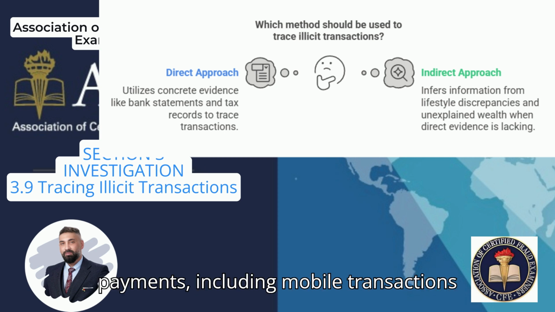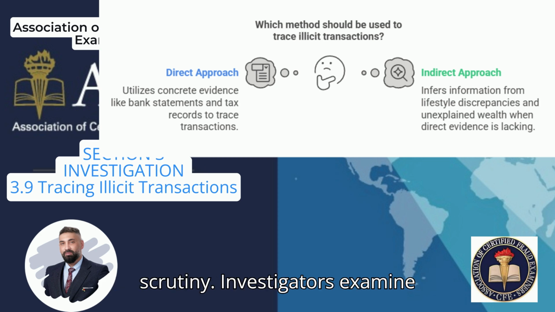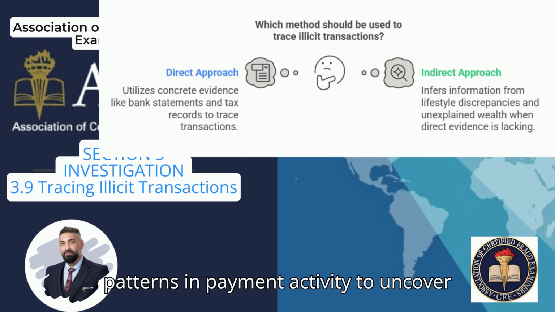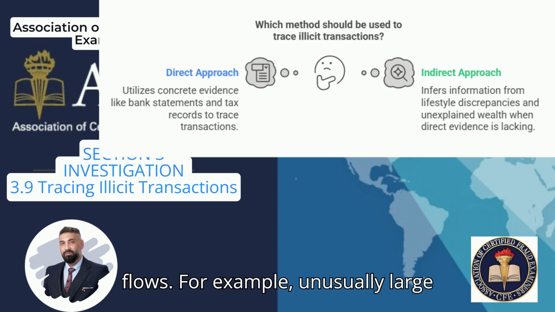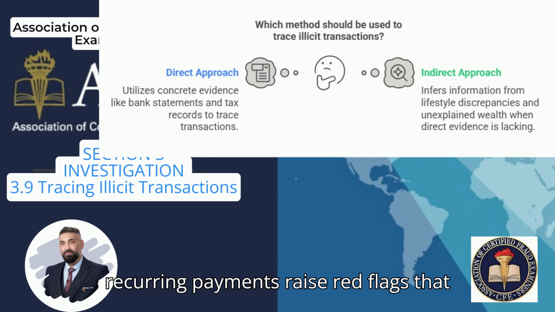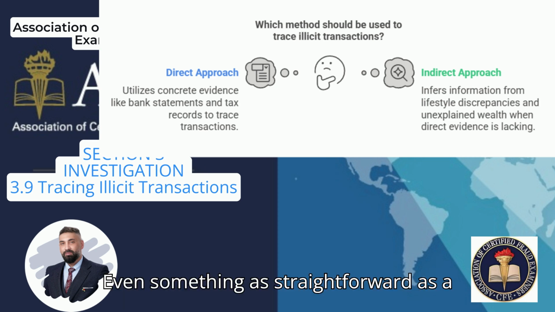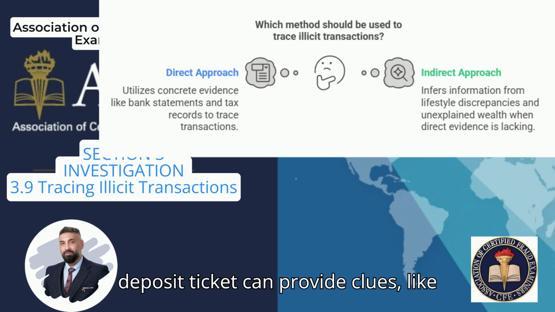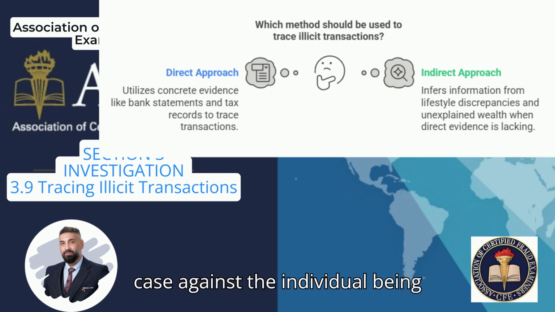Electronic payments, including mobile transactions and cryptocurrencies, also come under scrutiny. Investigators examine patterns in payment activity to uncover hidden income sources or unreported cash flows. For example, unusually large deposits into an account or missing recurring payments raise red flags that can point to illicit financial behavior. Even something as straightforward as a deposit ticket can provide clues, like the source of the funds and the institution involved, helping to build a case against the individual being investigated.